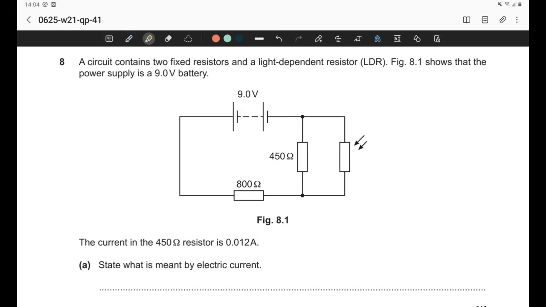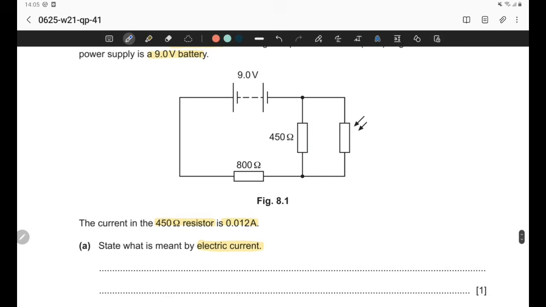Question 8 is from electricity. A circuit contains two fixed resistors and a light dependent resistor. Figure 8.1 shows that the power supply is a 9-volt battery. The current in the 450 ohm resistor is 0.012 ampere. State what is meant by electric current.